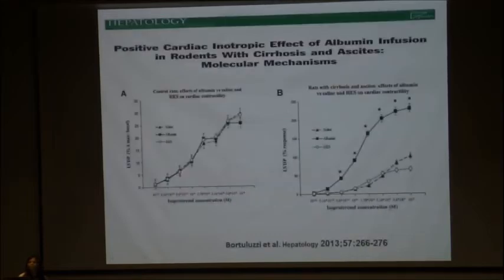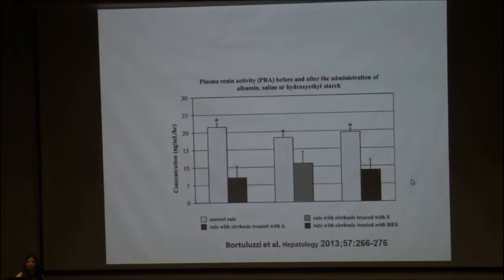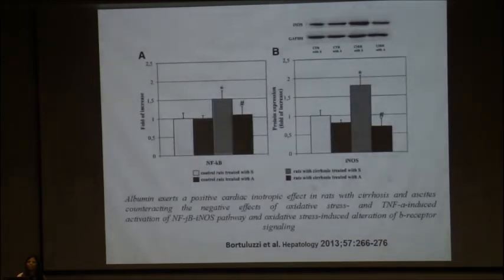And how albumin will act is that this is the data from an animal study, where they showed that in the animals, the albumin resuscitation was able to improve the cardiac inotropic function as compared to normal saline and the hydroxyethyl starch. So if you give albumin, what happens is that you have a decrease in the plasma renin activity. This becomes important, like I showed you. The renin levels were higher, stating a higher level of circulatory dysfunction, and they showed that the cardiac dysfunction here was due to the elevation of the inflammatory cytokine pathways, the NF-kappa B and the iNOS, and the albumin was suppressing this.